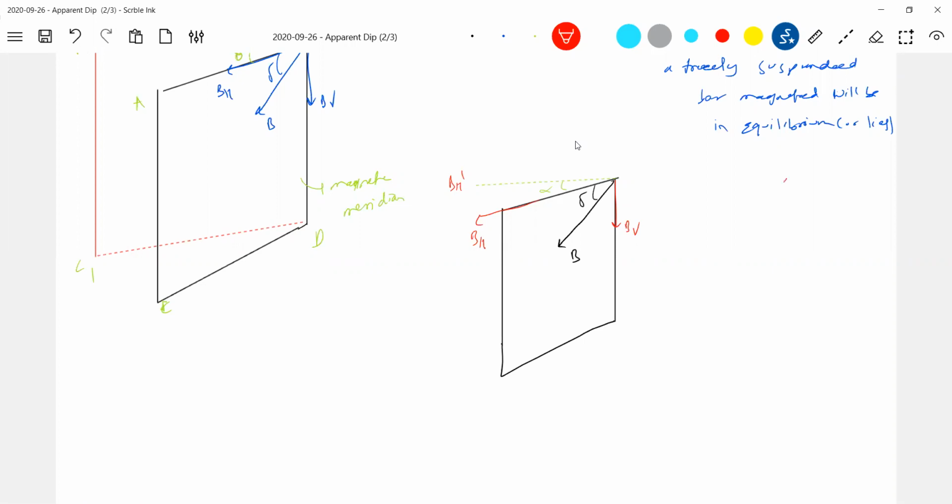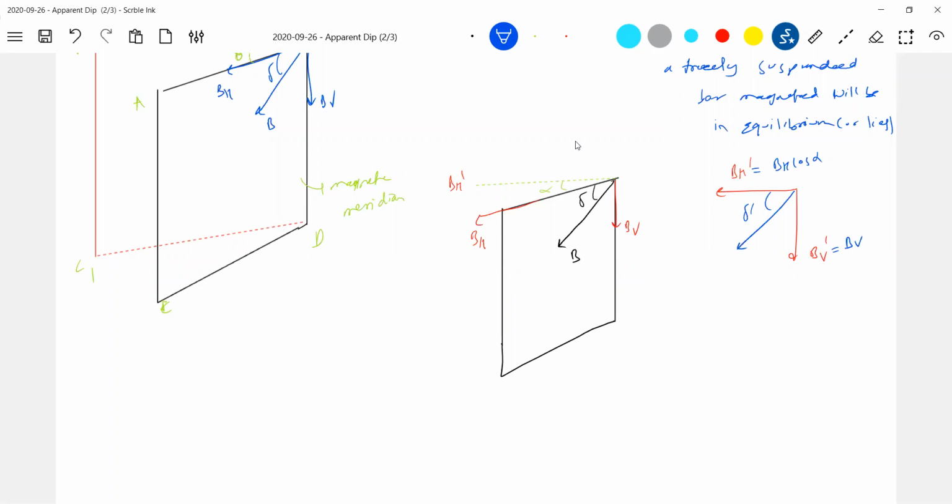So here I'll come for calculation of true dip. So this will be BH dash, BB dash. You write this and call this delta dash. What is BH dash? BH dash should be equal to BH cos alpha. And what is BV dash? BV dash will be BV only.